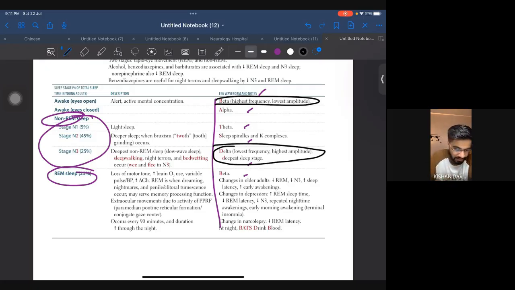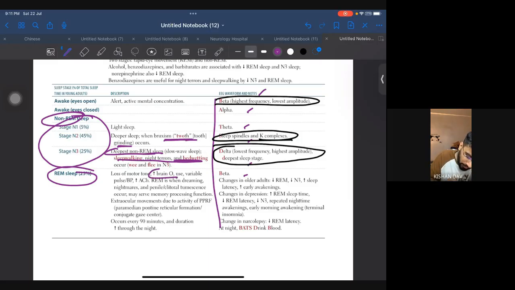Second, they have asked in which case spindles and K complexes are formed. They have literally asked. Now coming to the symptoms, how will they be asked based on the symptoms? They will say tooth grinding. In which phase does tooth grinding occur? N2. Which is the deepest non-REM sleep phase? N3. Sleepwalking, night terrors, and bedwetting occur in which phase? N3. Now, what is the difference in REM?